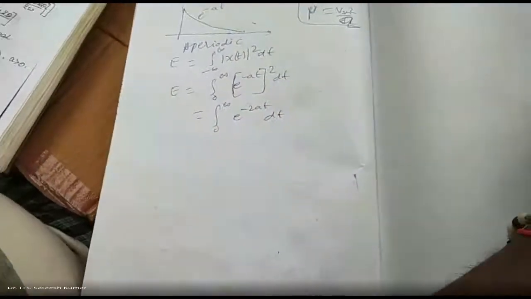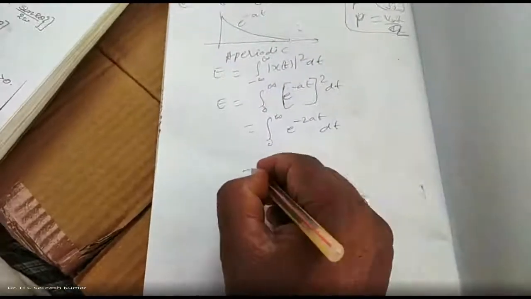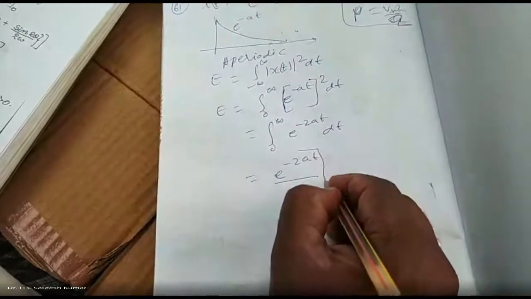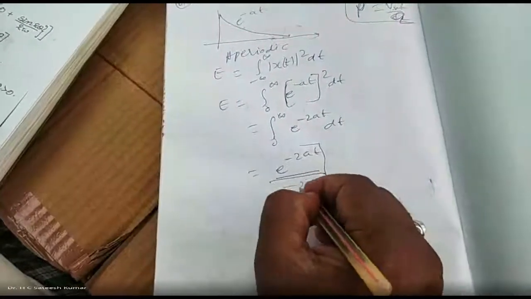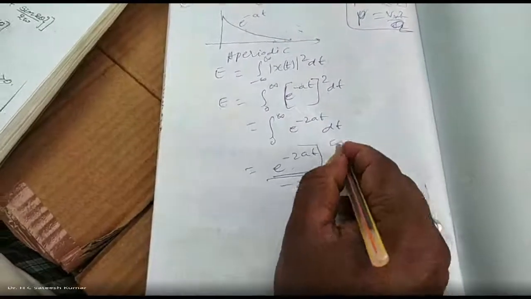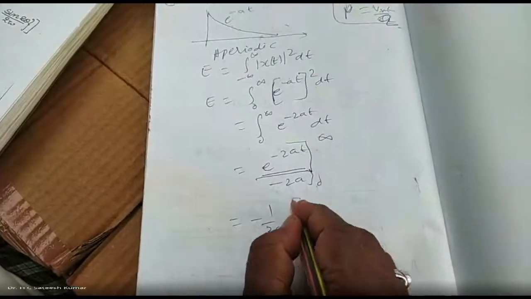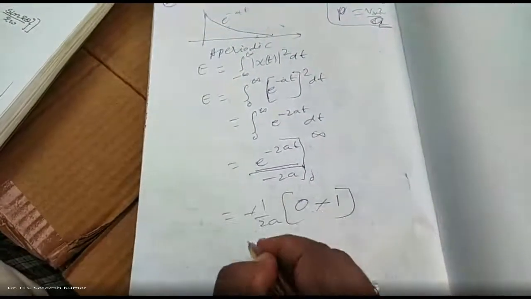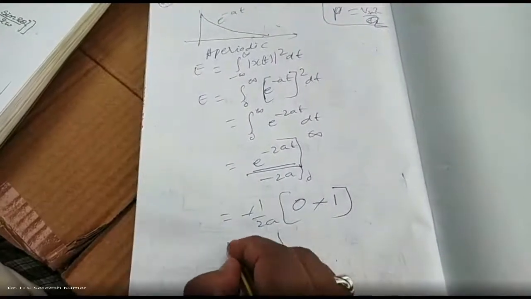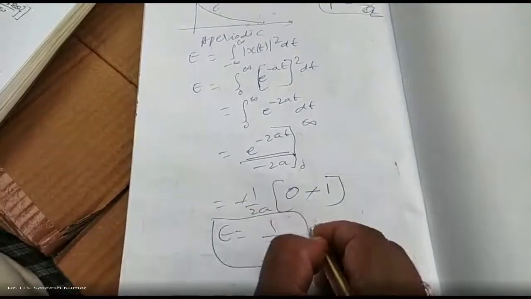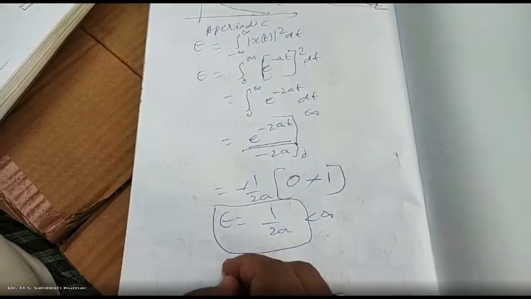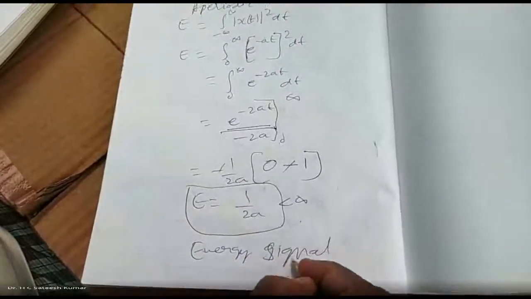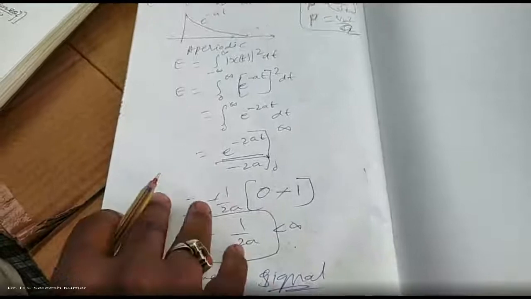Integrate this one, e to the power of minus 2at. Integrating it, we get e to the power of minus 2at divided by minus 2a between the limits 0 to infinity. That is minus 1 by 2a into e to the power of minus infinity, which is 0, minus e to the power of 0, which is 1. Minus into minus gives plus 1 over 2a. So E is equal to 1 over 2a, which is less than infinity. Therefore, it is an energy signal. Okay, so that's how we should do it.